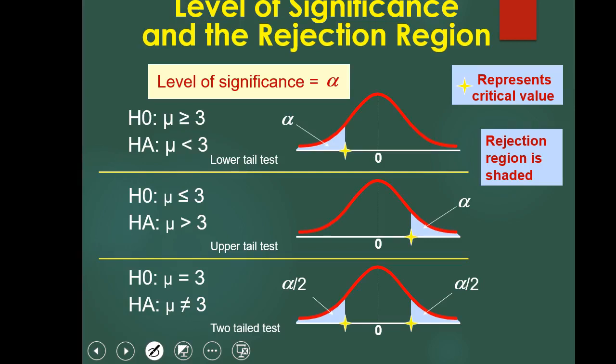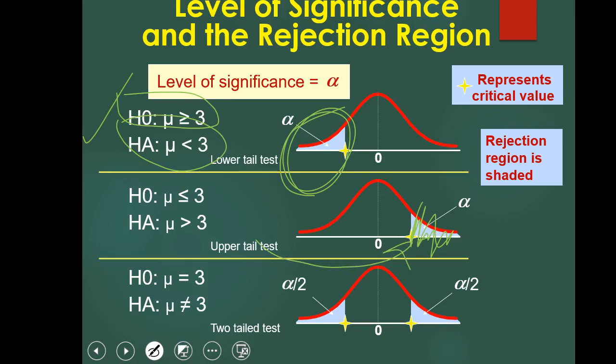Now we can see here, for a level of significance alpha, if our claim is that the population mean mu is greater than or equal to 3, the opposite of that is the alternate hypothesis, which says that mu is smaller than 3. So in that case we will deal with the left side. Remember that we will deal with the left side region in that kind of scenario. If we have a scenario that mu is smaller than or equal to 3 and the alternate hypothesis is mu is greater than 3, then we will deal with the upper portion of the normal curve, the upper tail, so we will perform an upper tail test.